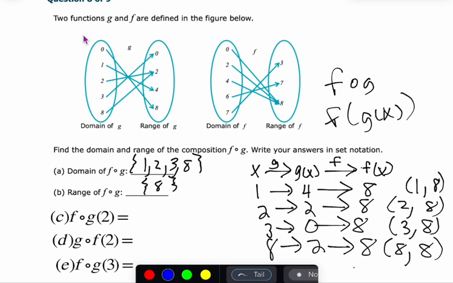Okay. So now let's do this one. We're going to start with 2 in the G function. Then we're going to connect it to the F function. Whatever we get, we get. So we start with 2 at our G function. We get 2. We connect it over to our F function, and the F function is going to be 8. So that answer is 8.